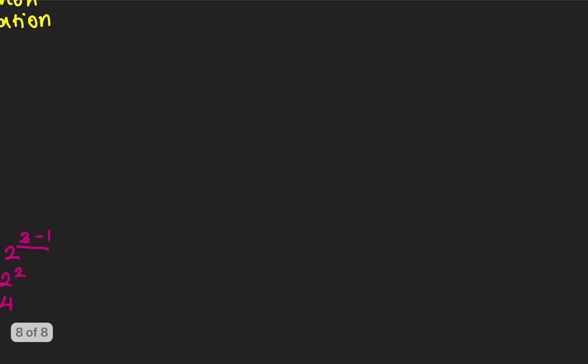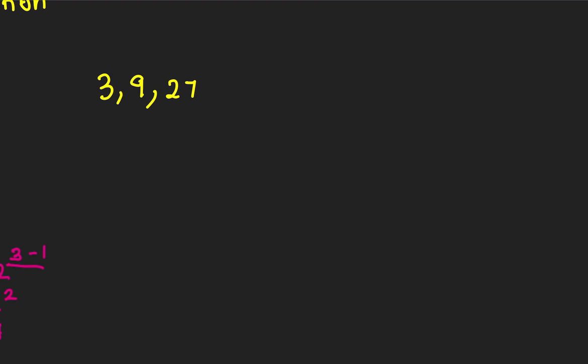Now let's go for a different example. Let's take this: 3, 9, 27, and 81. Now let's see the difference between each. So 3 to 9 is times 3, 9 to 27 is times 3, and 27 to 81 should be times 3. Now as we have this, let's go on with our formula.